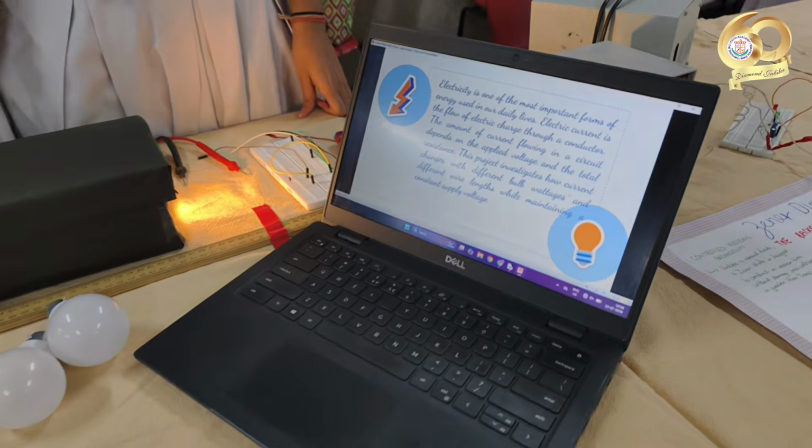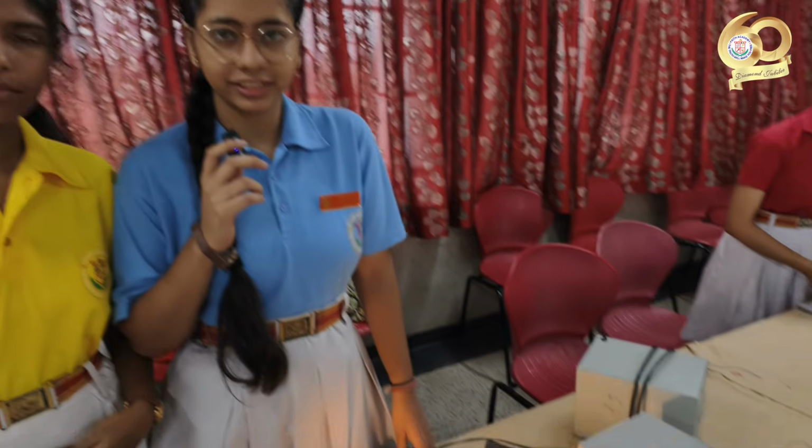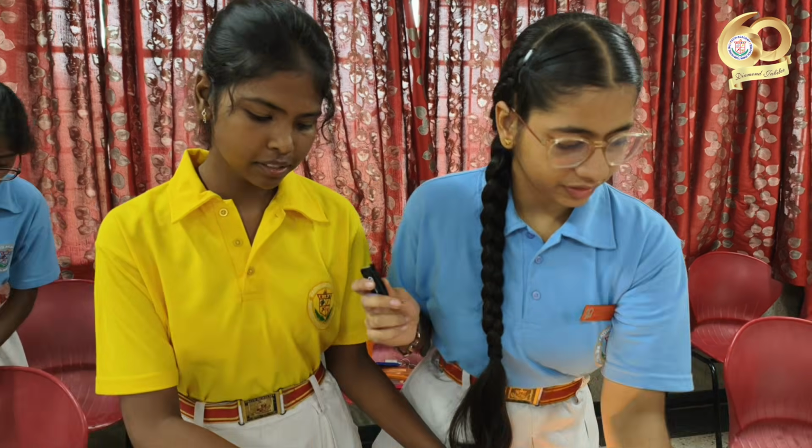Current electricity is one of the most widely used fields in physics. The power that is delivered to our appliances depends on current, which further depends on the voltage, resistance, and the length of the wire. This is our circuit.